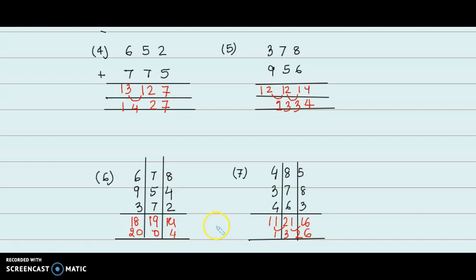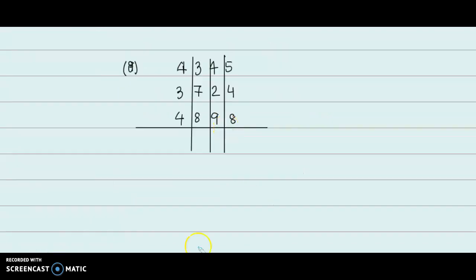Let us take a look at the next question. I hope my explanation so far has been very clear to you. Here is the next question. You can observe there are 4 digits in each row and there are 3 rows. So this trick is very easy, and it can be applied to any number of digits and any number of rows. So I will just show you how to solve this one.